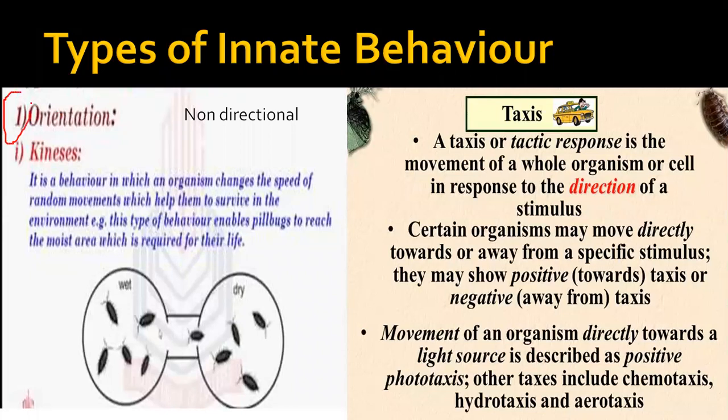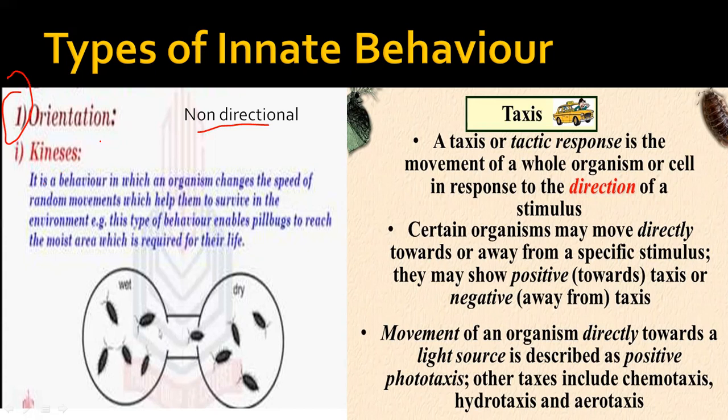So the first one is orientation behavior. Orientation behavior means they can be oriented, like in movement. In orientation behavior, the first type we can see is kinesis. When an animal moves and changes its position and alignment relative to a specific direction in response to stimuli, that is called orientation behavior.